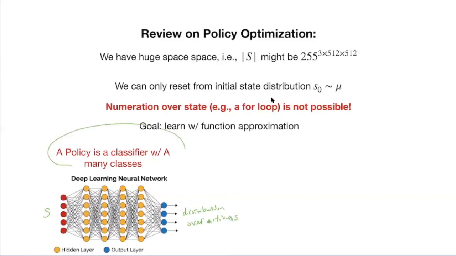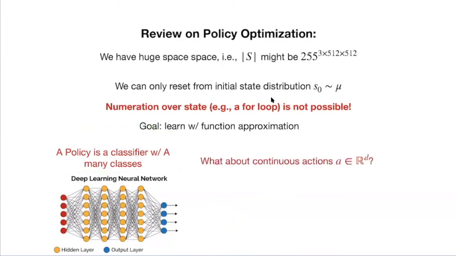The message that I kept saying is that a policy should just be treated as a classifier, with a total number of classes. The number of actions is the number of classes that you would use in a classifier. As long as this classifier is differentiable, we can apply any policy gradient methods on it.